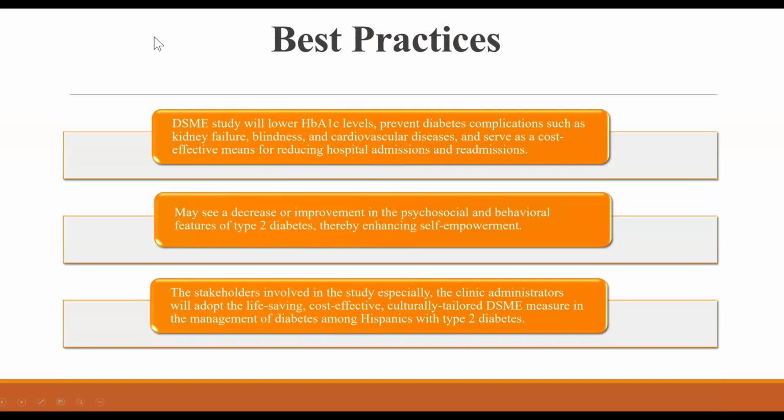Best practices. It is my hope that the findings of the CSP study will lower A1C levels, prevent diabetes complications such as kidney failure and cardiovascular diseases, and serve as a cost-effective means for reducing hospital admissions and readmissions. I also hope to see a decrease and improvement in the psychosocial and behavioral features of type 2 diabetes, hence enhancing self-empowerment for the participants.